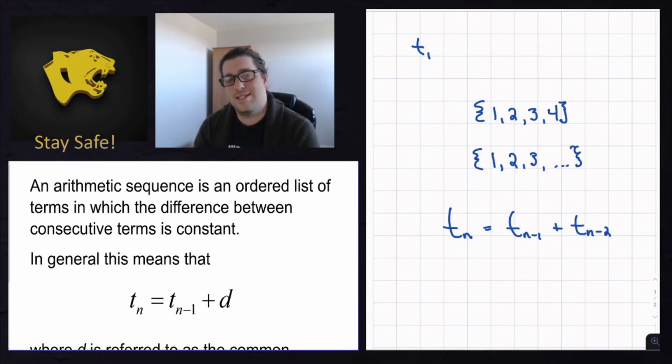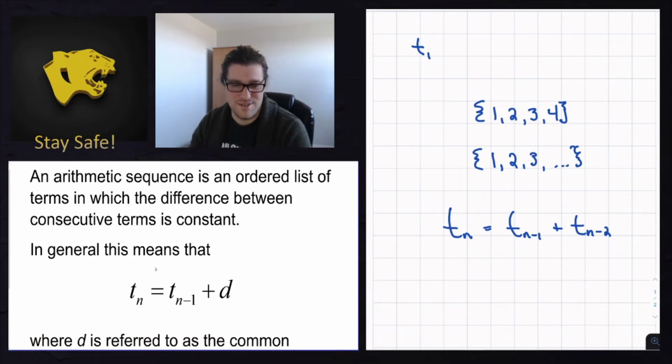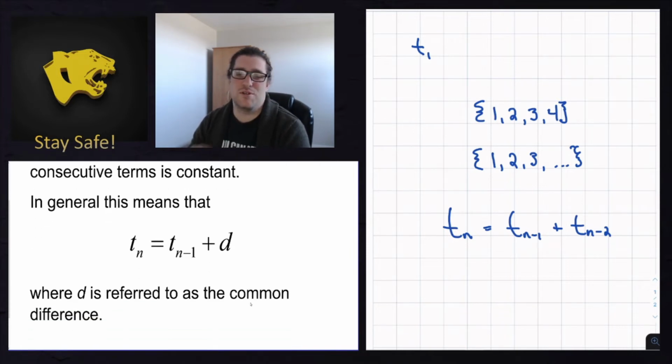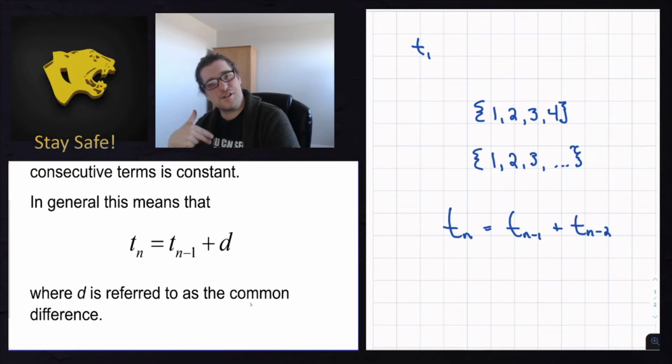An arithmetic sequence is an ordered list of terms in which the common difference, or the difference between the consecutive terms, is constant. In general, this means that T of n is equal to T of n minus 1 plus d. So you just basically take the last term that you had, and then you add on d, and d is going to be a common difference. So it's the same thing every time.